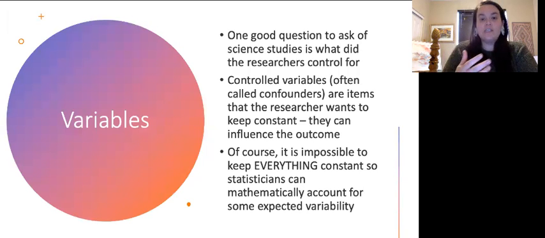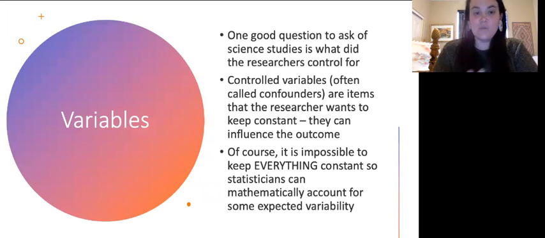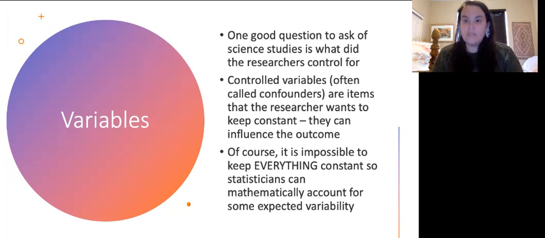So one good question to ask of science studies is, what did the researcher control for? These are different types of variables. Controlled variables, often called confounders. If you've taken epidemiology or biostatistics, or if you've ever really read a paper, you might say we controlled for X, Y, and Z. We call them confounders: items that I, the researcher, or you, the scientist, want to keep constant, so they can't influence the relationship between the exposure and the outcome.